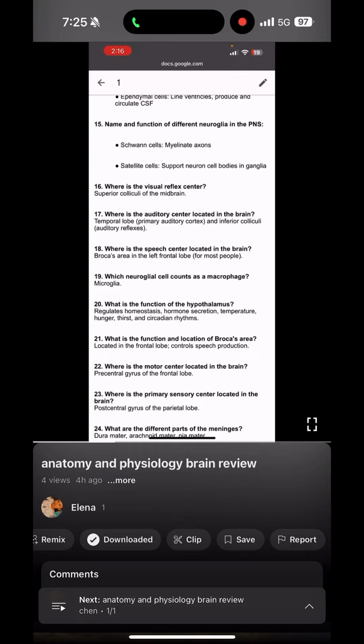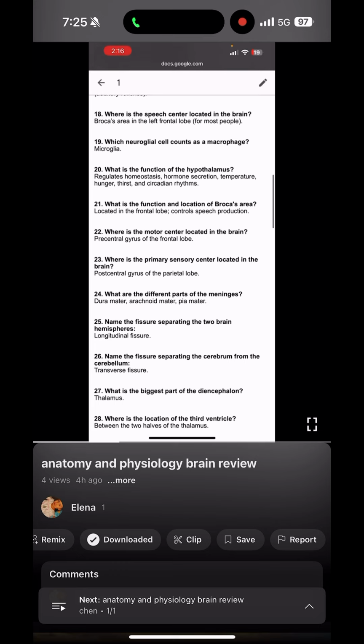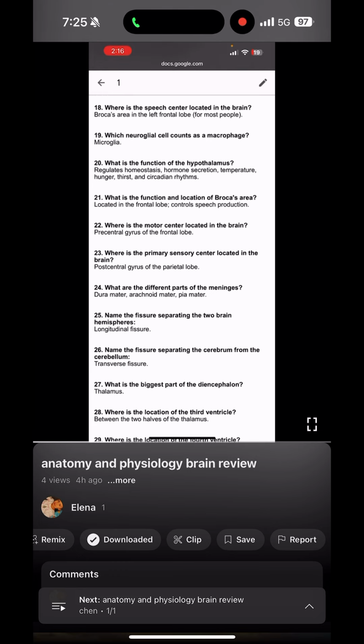Where is the auditory center located in the brain? Temporal lobe, primary auditory cortex, and inferior colliculi, auditory reflexes. Where is the speech center located in the brain? Broca's area in the left frontal lobe.